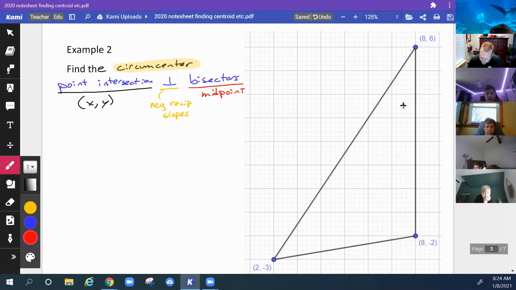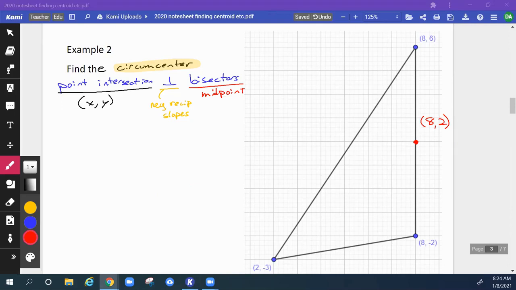The midpoint of (8, 6) and (8, negative 2): 8 is the x-coordinate, and 6 and negative 2 is 4, divided by 2 is 2. So that's going to be the midpoint right there, (8, 2). And then we have some more that we need to find.